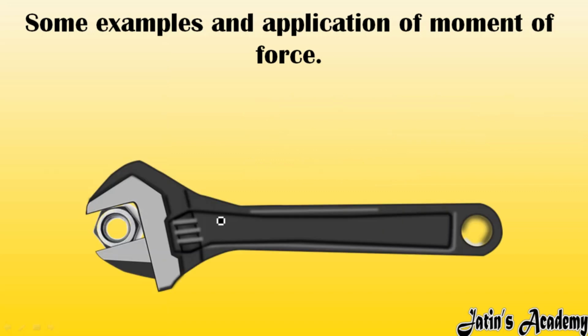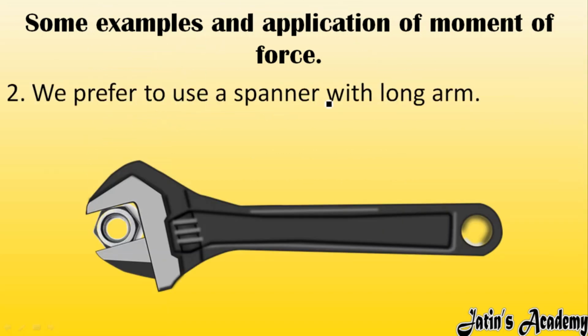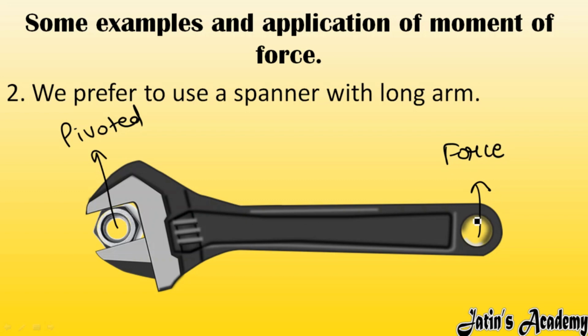Next, we prefer to use a spanner with a long arm. We always use a spanner with a long arm. Why? Because here we have a fixed point. This is a pivoted point, and from this point we apply the force. As you can see, the maximum possible distance is there between the point of application of force and the pivoted point. If the perpendicular distance is greater, then the turning effect is greater even by applying less force. That is why we always use long-arm spanners, in order to rotate it easily by applying less force.